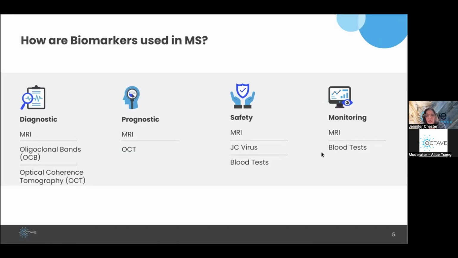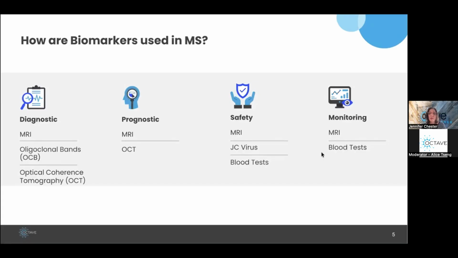Prognostic, we do these tests to see how aggressive is your MS. So an MRI is going to show us how many lesions, and an OCT will tell us how much damage has been done. Then for safety purposes, we're using an MRI again to look for changes. So if you're someone who's maybe been on a medication like natalizumab, Tysabri, we're looking for risk of infection by doing more frequent monitoring with an MRI.